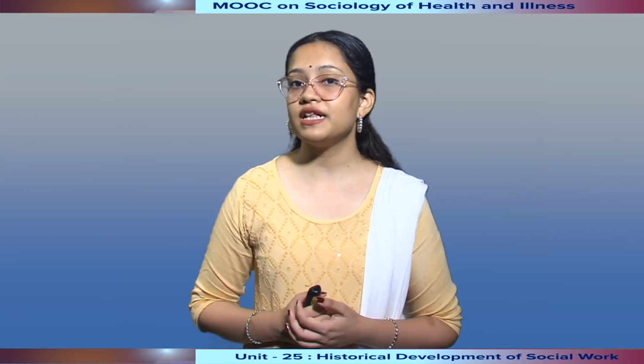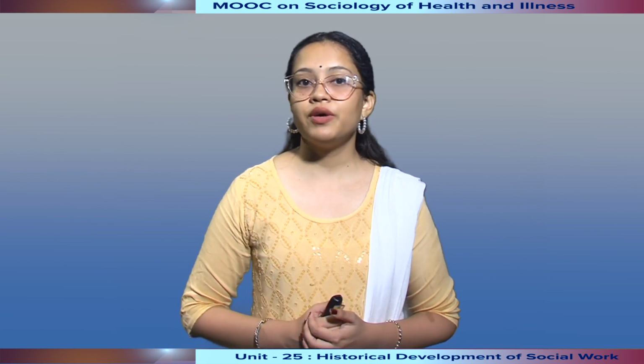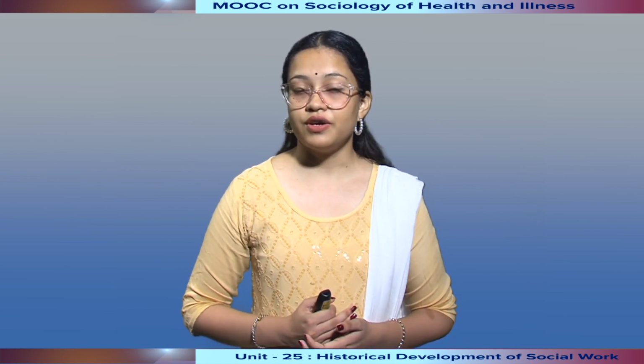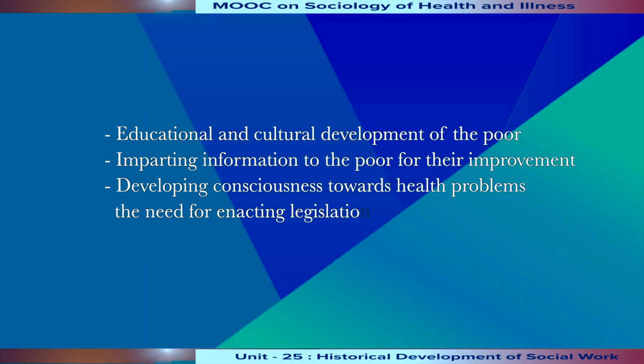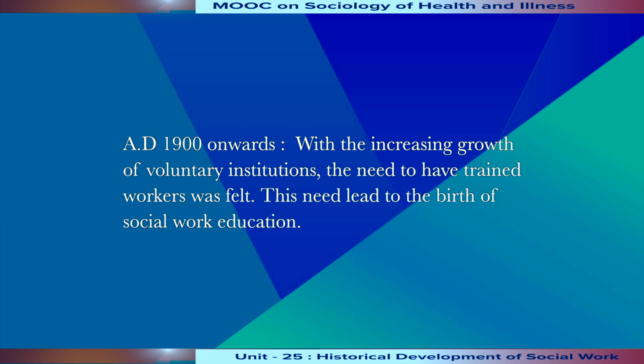Another significant milestone in the history of social work was the establishment of Settlement House by Canon Samuel Augustus Barnett in 1884. The University Settlement House was named Toynbee Hall. Its objectives were educational and cultural development of the poor, imparting information to the poor for their improvement, developing consciousness towards health problems, and the need for enacting legislation. Now, 1900 AD onwards.